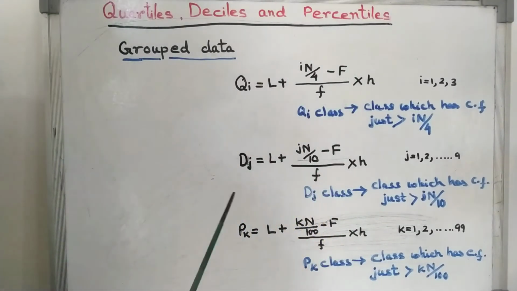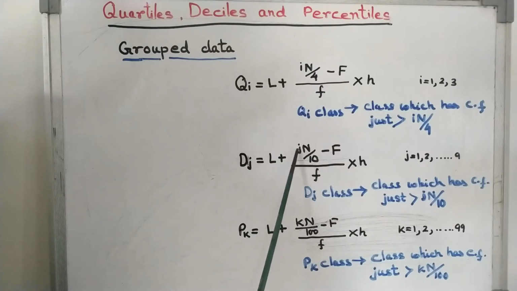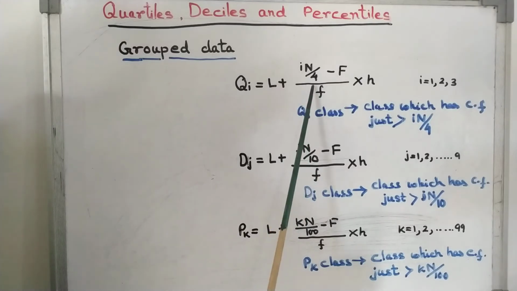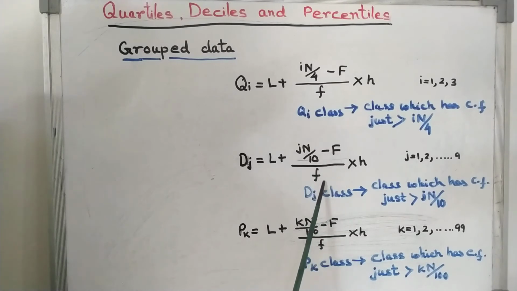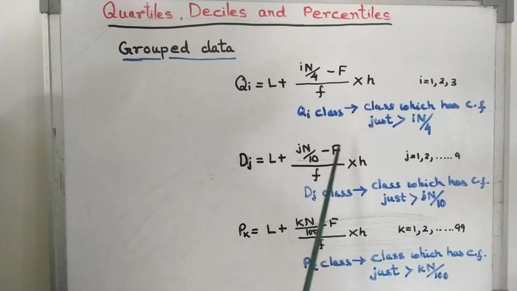Now let's come to the decile. For decile, this is the formula. Here for decile we use j. j goes from 1 to 9. So Dj is equal to L plus j n by 10 minus F, by f, into h. Only this part will change. Here it was i n by 4; now it is j n by 10. The rest of the part is the same. For decile you just change this part from i n by 4 to j n by 10.